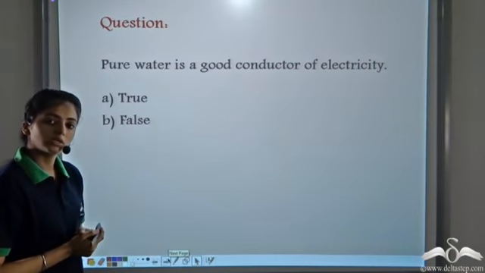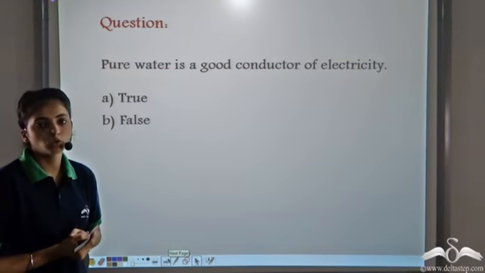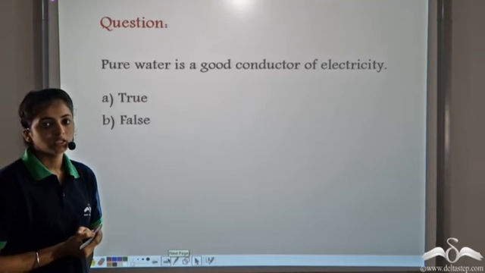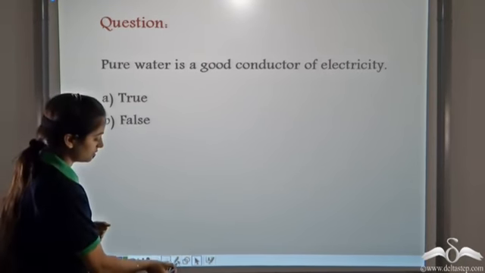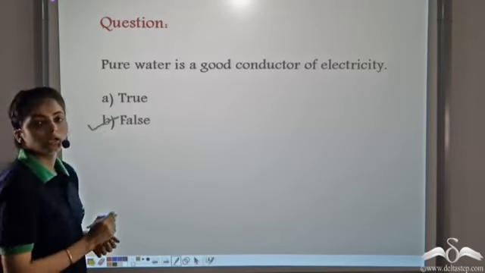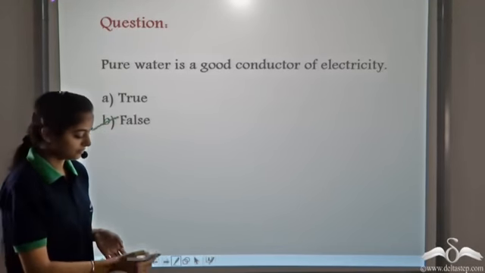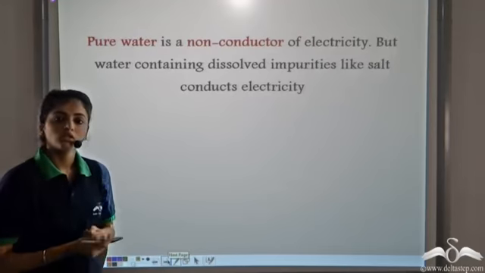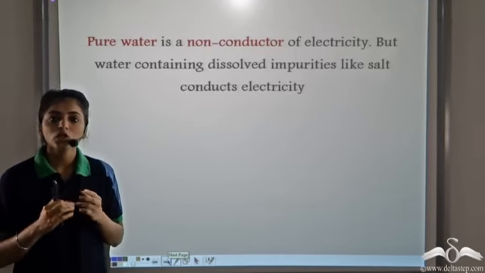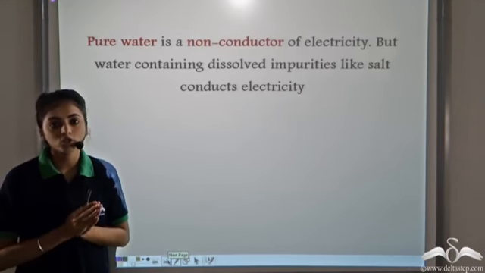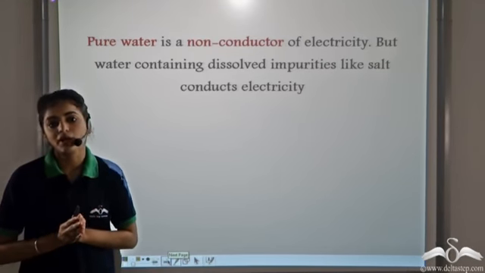Pure water is a good conductor of electricity. Is it true or false? We know that pure water does not allow the passage of electricity. So it is not a good conductor of electricity. The pure water on its own is a non-conductor of electricity. Only when some impurity like salt is added to it, it allows the passage of electricity.